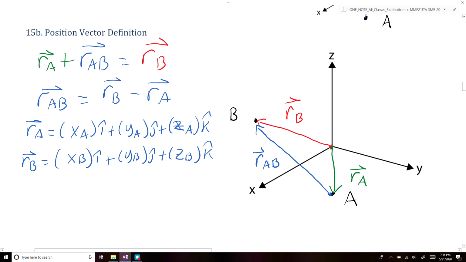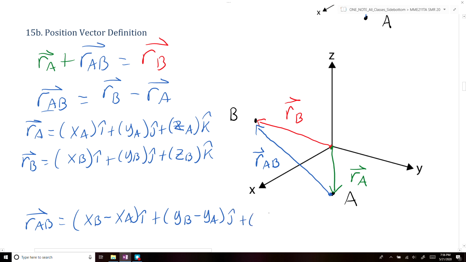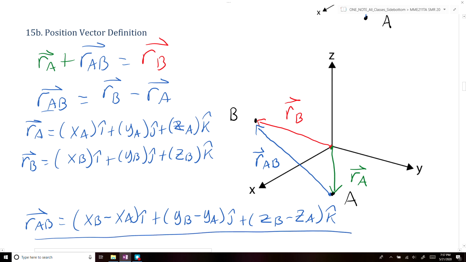All right. So to get our RAB, we just have to subtract the x, y, and z components of vector RA from vector RB. So you can just say RAB will be equal to the difference of the x coordinate of point B minus the x coordinate of point A times the unit vector I, plus the y coordinate of point B minus the y coordinate of point A times the unit vector J, plus the z coordinate of point B minus the z coordinate of point A times the unit vector K. Right? And that is how you can determine our position vector between any 2 points in Cartesian space.